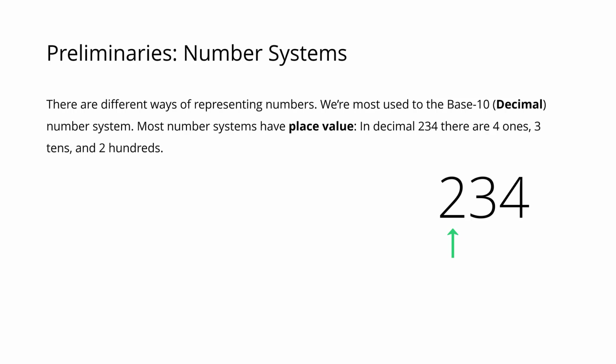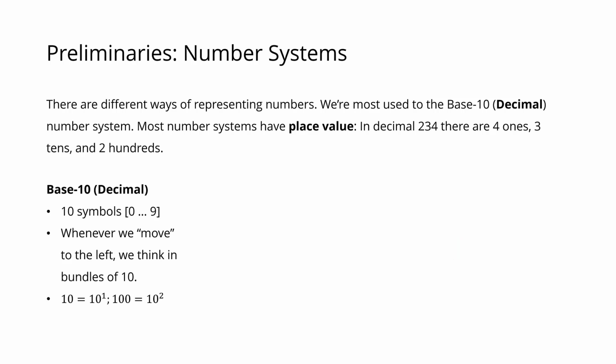If you remember back to how you do multiplication, for example, then you certainly remember that these places have importance. In the base 10 or decimal system, we have 10 symbols, basically 0 to 9. Whenever we move to the left, so to speak, we think in bundles of 10. So if we move from 9 to 10, we move 1 to the left, and then we have 0 ones, 1 ten, and 0 hundreds, for example. If we express this in terms of powers, then 10 would be 10 to the power of 1, 100 would be 10 to the power of 2, and so on and so forth.